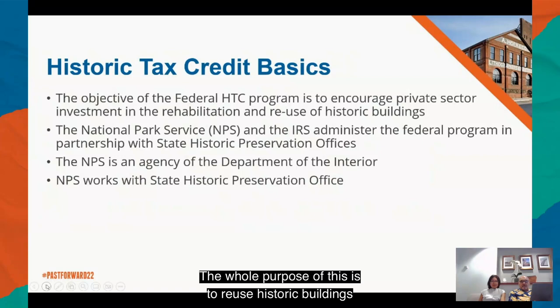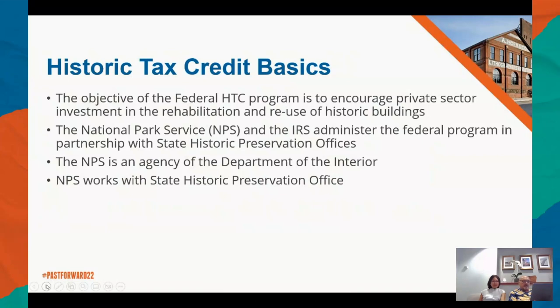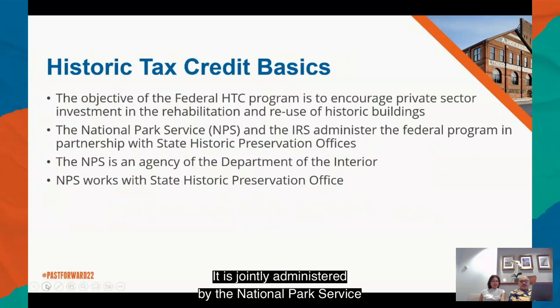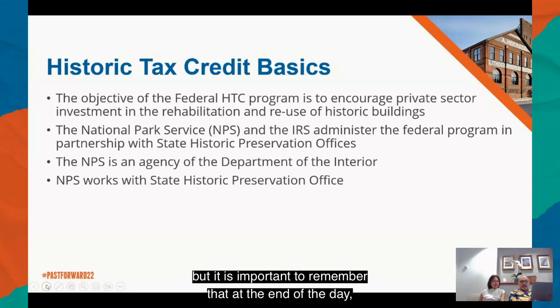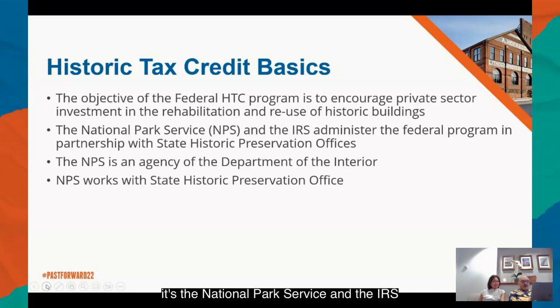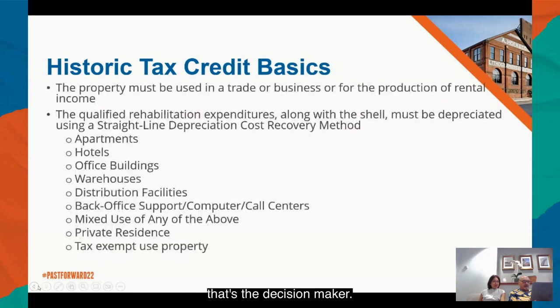The whole purpose of this is to reuse historic buildings to preserve the distinctive character of historic communities. It is jointly administered by the National Park Service and the Internal Revenue Service, our pals at the IRS. It is done in partnership with the State Historic Preservation Offices. The SHPOs are an important resource, but it is important to remember that at the end of the day, the National Park Service and the IRS are the decision makers.